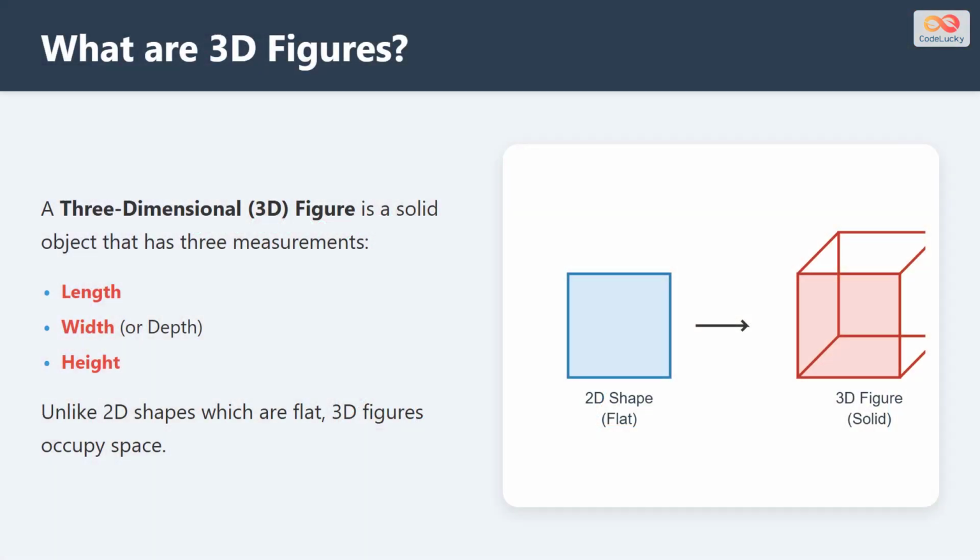So, what exactly defines a three-dimensional, or 3D, figure? The key difference lies in the dimensions. While a two-dimensional shape like a square is flat, a three-dimensional figure, like a cube, occupies space. It possesses three distinct measurements: length, width, and height.